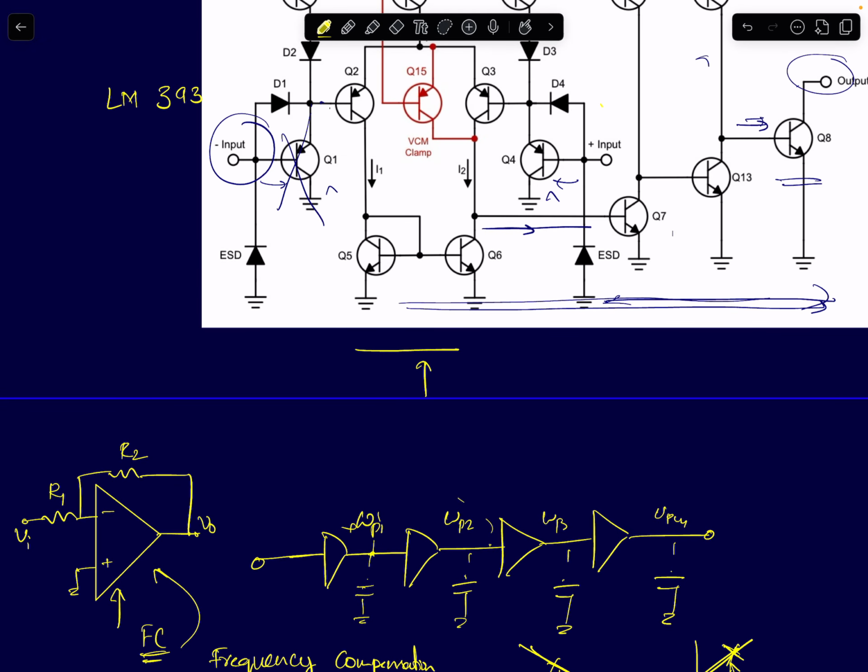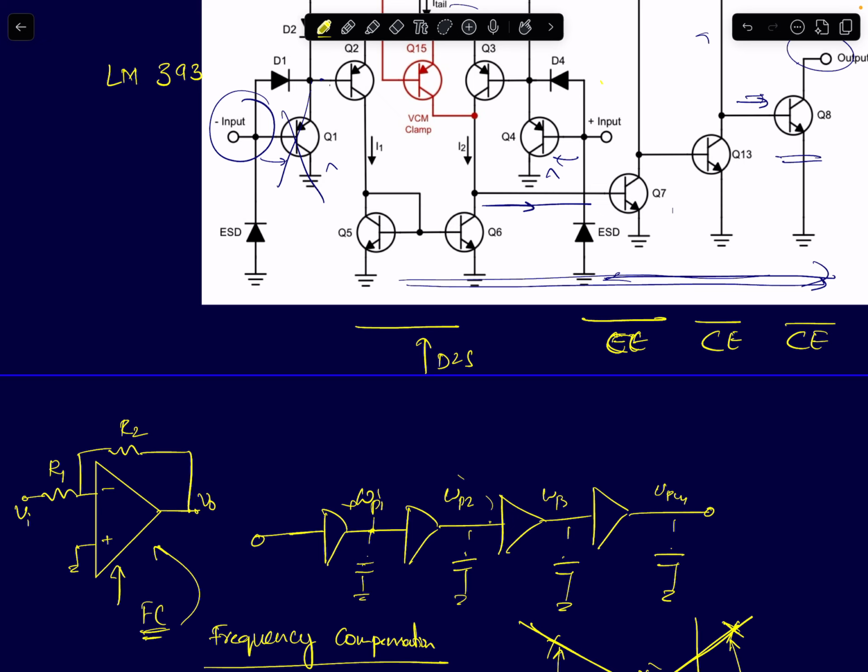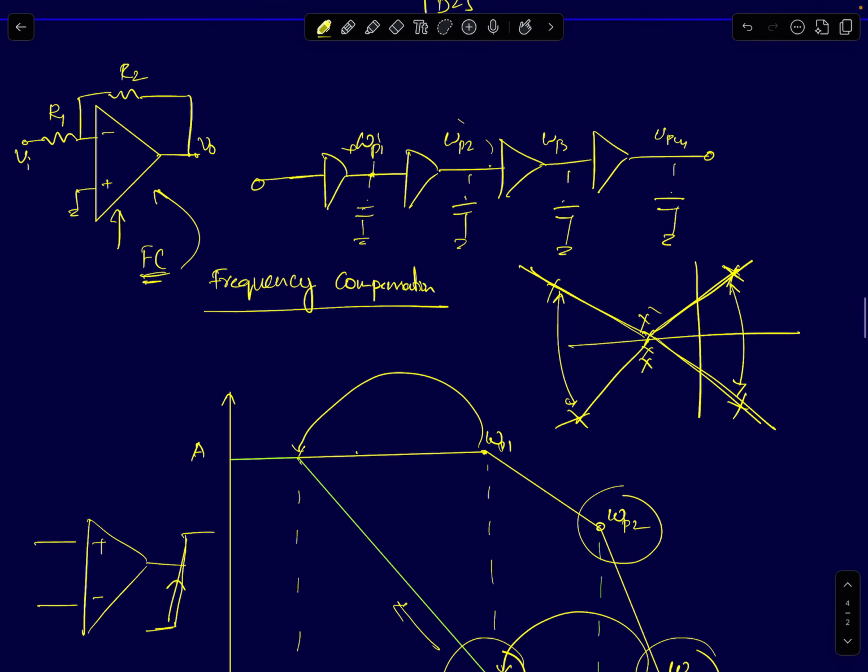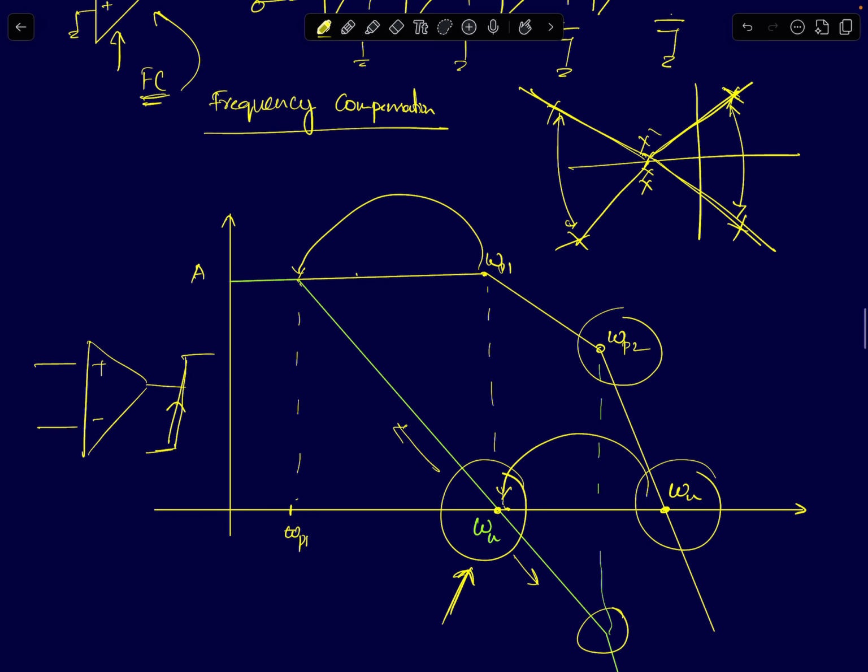Stage 1 is a common emitter differential to single-ended output. Stage 2 is a common emitter amplifier. Stage 3 is a common emitter. And stage 4 is also a common emitter amplifier. You have 4 common emitter cascades to achieve very high gain. So the comparator designer's goal is to give you as high a gain as possible. That's it. They don't have to worry about stabilizing the amplifier at all. Whereas a 741 op-amp, because it's going to be used in negative feedback, you have to stabilize it. And when you stabilize it, its frequency characteristics change, its bandwidth becomes lower.